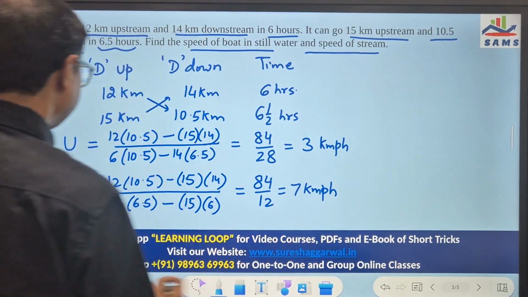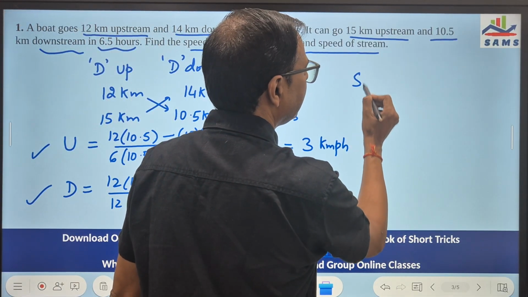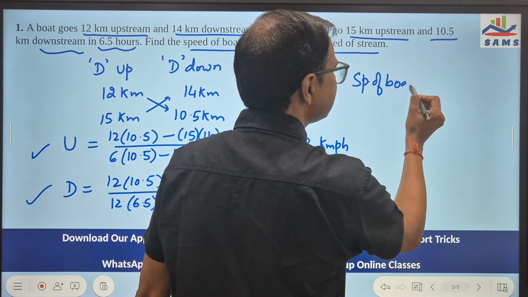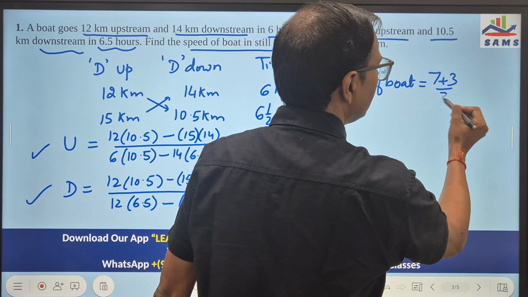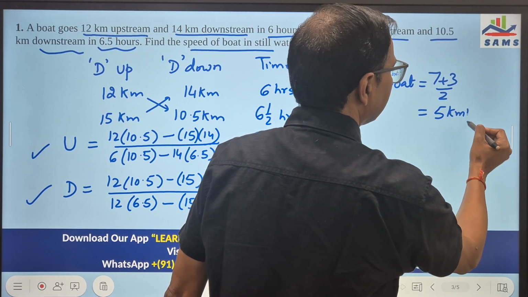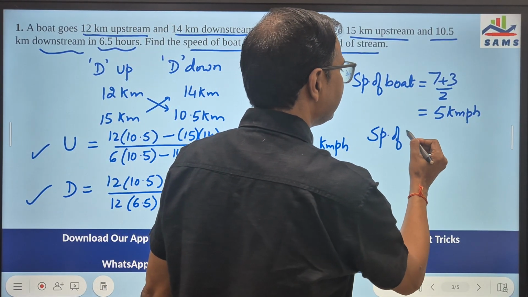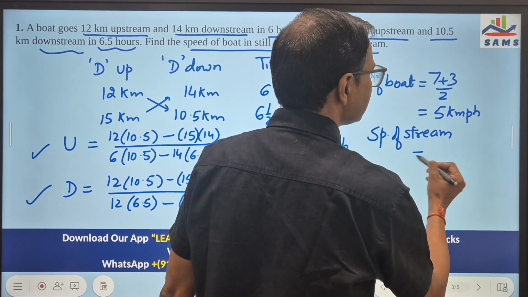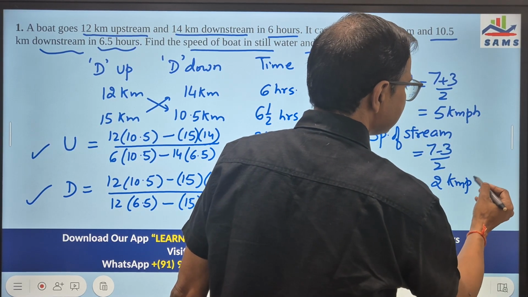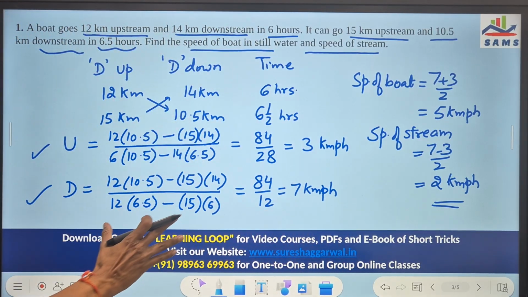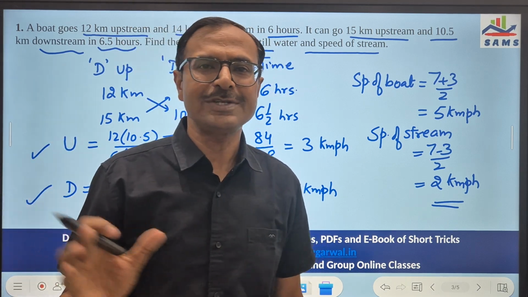So you know that the upstream speed and the downstream speed have been attained, and now if you want to find the speed of boat in still water, you just have to add them and divide by 2. So 7 plus 3 by 2, which gives 10 by 2, 5 km per hour is the speed of boat in still water. And if you want to find the speed of stream, then you have to subtract. So 7 minus 3 upon 2, which gives you 4 by 2, 2 km per hour is the speed of stream. Now little practice is required, and I'm sure this is going to work for you if you solve 10, 15, even 20 questions of this nature.